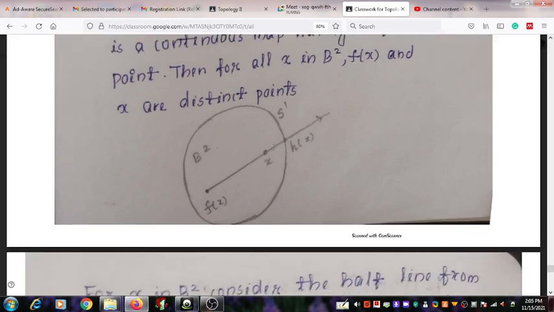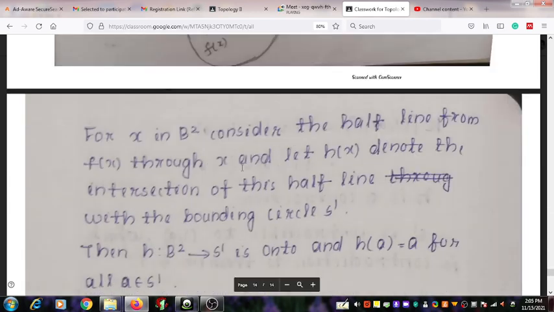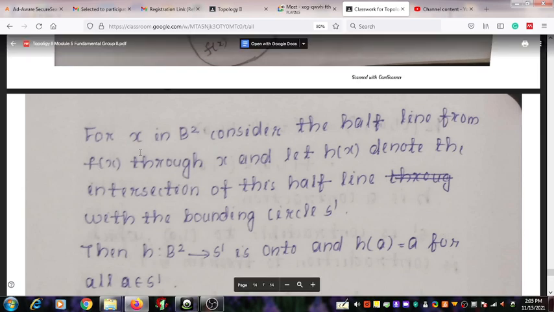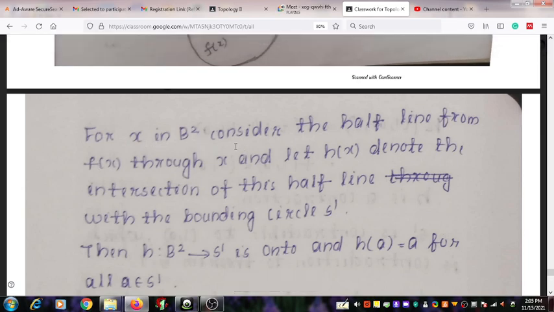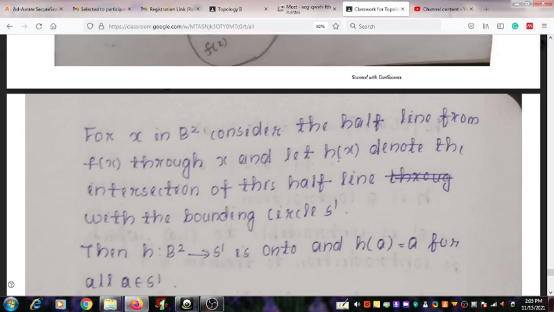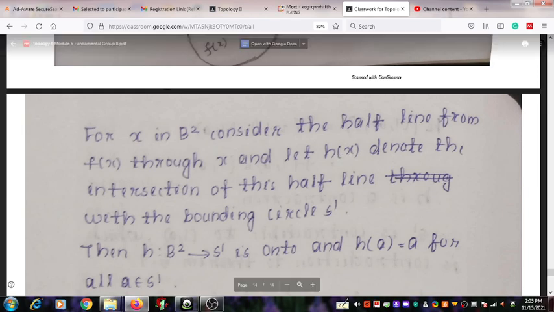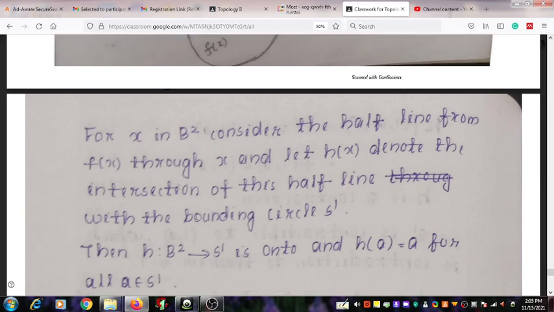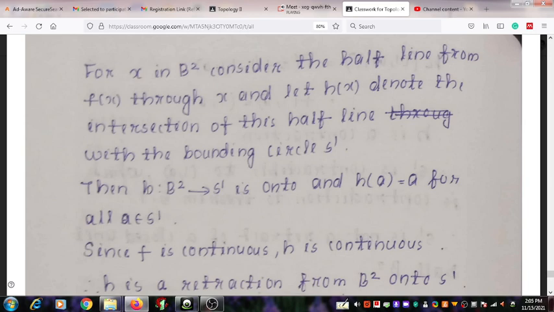That means if you define a function h based on the intersecting point, that function will also be a continuous function. And we are going to define a function that way. So for x in B2, consider the half line from fx through x, and denote by hx the intersection of the line with the circle. Now we define the function h from B2 to S1.